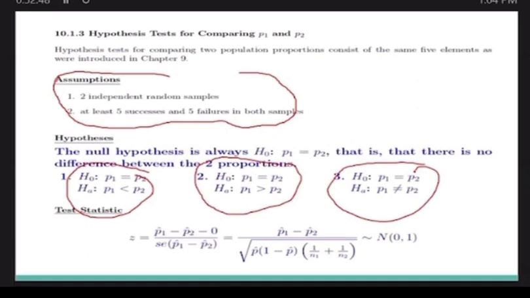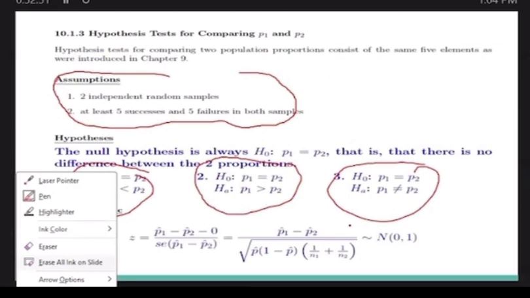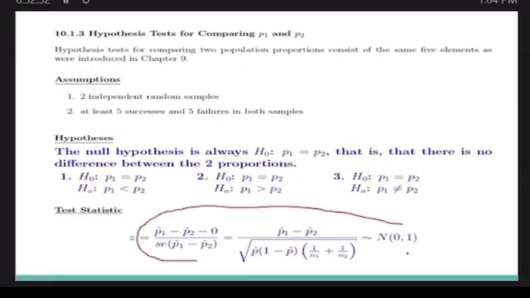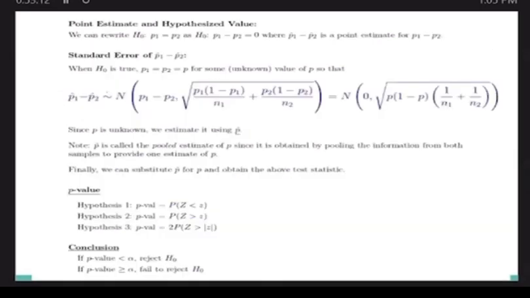Okay. Now, what is the test statistic? The test statistic is going to be this, which is going to be p cap 1 minus p cap 2. Why is this 0? Because under the null hypothesis, the two are equal. If they are equal, the difference is 0. Okay? And this is the standard error. Now, that is going to follow a normal distribution.